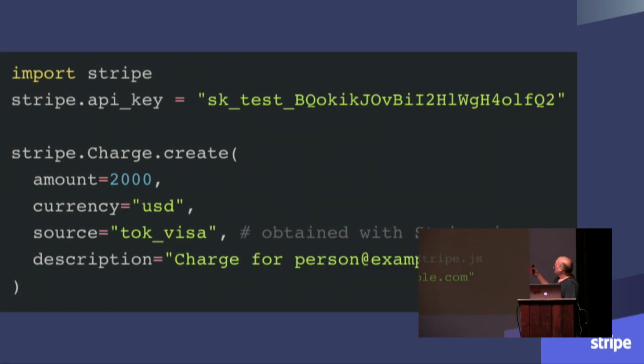This is our basic Python request for creating a charge. Starts with the API key, Stripe charge create, the amount, which is $20 here, currency, source. Source is like the card or bank account or whatever that's being charged. Throw in an optional description if you want. This is a clean, simple, powerful API.